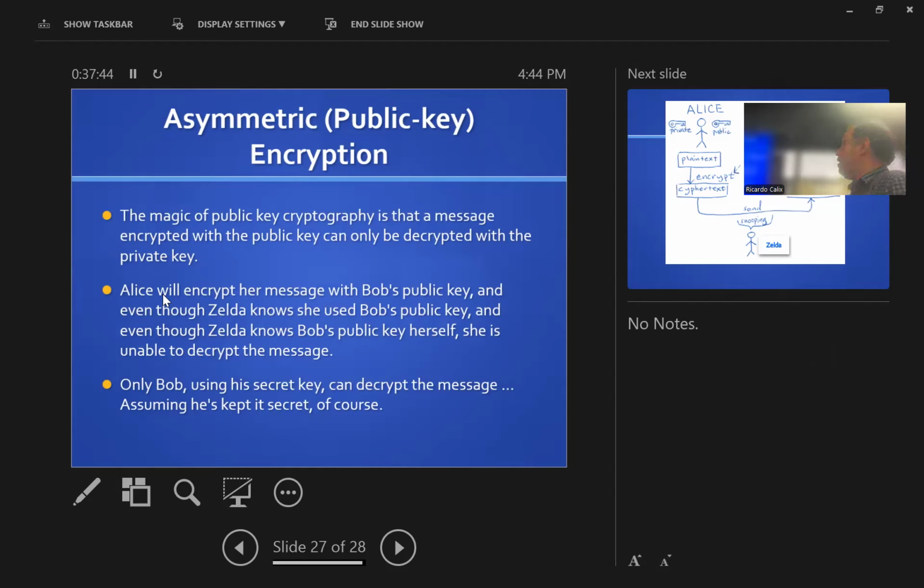But let's consider this scenario. Alice will encrypt her message with Bob's public key. And even though Zelda knows that she used Bob's public key, and even though Zelda knows Bob's actual public key, she is unable to decrypt the message. Only Bob, using his private key, can decrypt the message because it's the matching key. The message was encrypted with Bob's public key, so only Bob's private key can decrypt it, right? So that's the key idea. Got it? Any questions on that, guys?